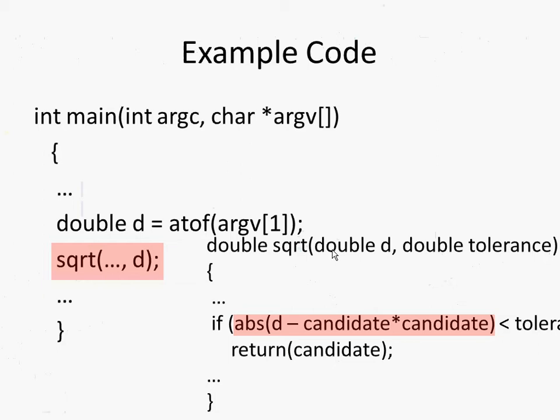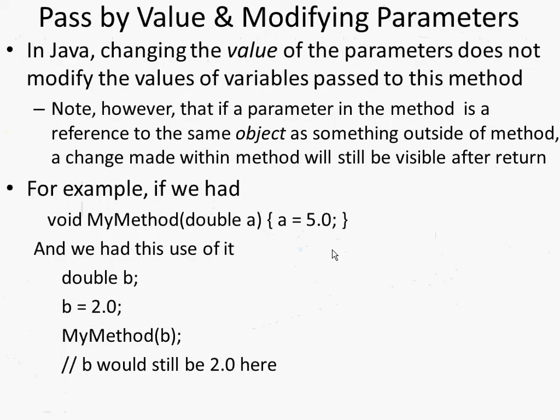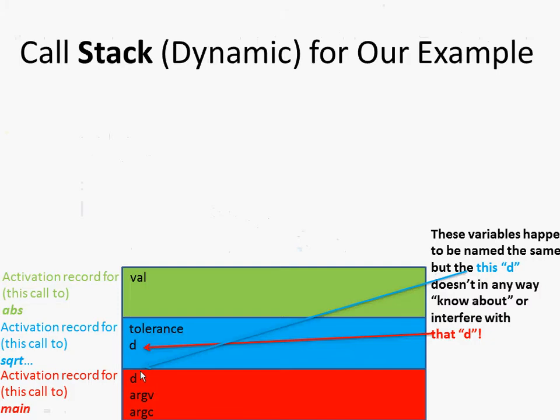Inside of the code for square root, D refers to this D. It refers to the location associated with that D. And inside the code for main, D refers to a location associated with its D. And when I refer to those locations inside main, it's this location; inside square root, it's that location. Okay, so there's no interference there. Are people comfortable with that? Okay, that's the first thing. You could name them whatever you wanted, no interference at all.